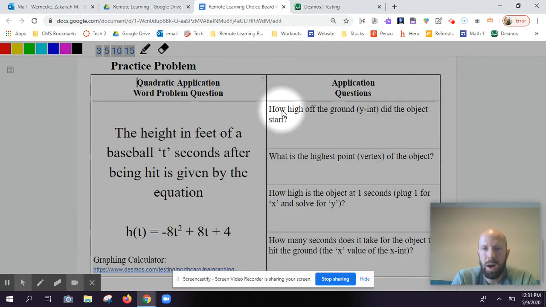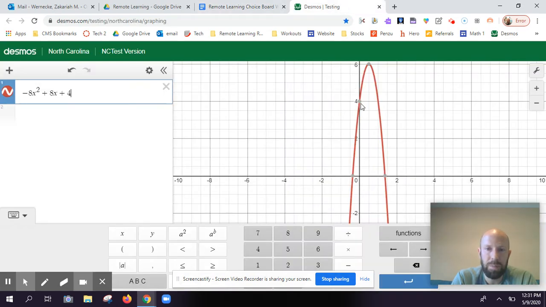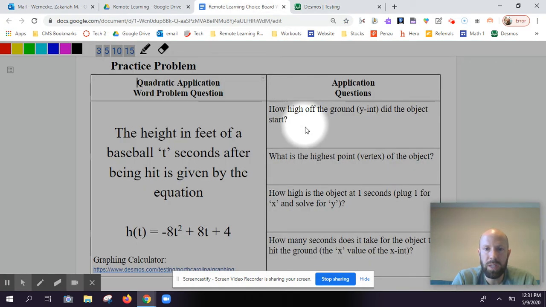So in the first question, how high off the ground did the object start? We're looking for the y-intercept. That means that the baseball started right here. It was 4 feet off the ground. That's the y-intercept, where the upper part of the upside down U is going to cross the y-axis. So our first answer is going to be 4 feet. That's how high off the ground it started.